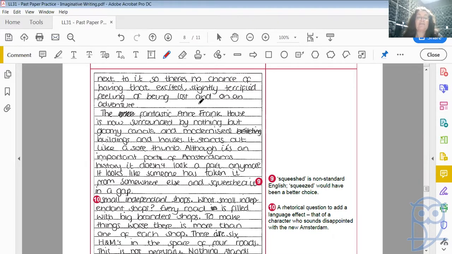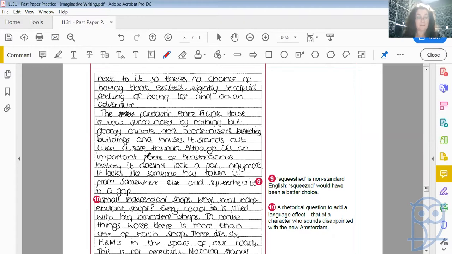The fantastic Anne Frank house is now surrounded by nothing but gloomy canals and modernized buildings and houses. It stands out like a sore thumb. So this was a good use of simile. I think that's quite a good image to create there, that this house now looks so different to all the buildings around it. And I'm surprised that the examiner didn't comment on that. Anyway, although it's an important part of Amsterdam's history, it doesn't look a part anymore.